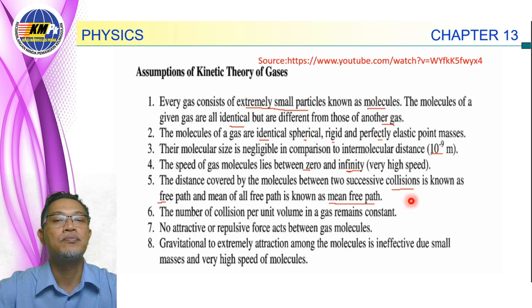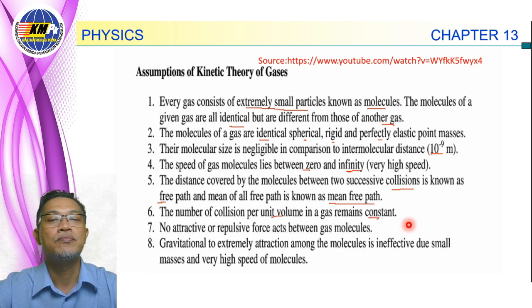The number of collisions happening per unit volume of the gas is always constant. There is no attractive or repulsive force acting between these gas molecules. When we talk about gravitation, the attraction among the molecules is ineffective. Why? Because of the small masses and the high speed of these molecules.